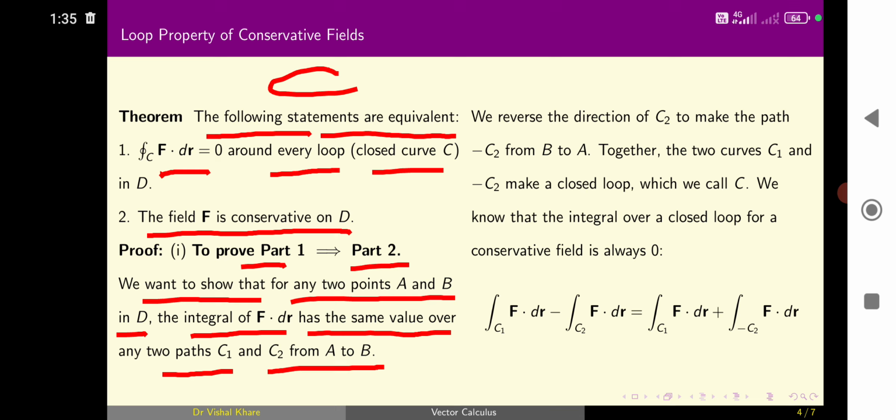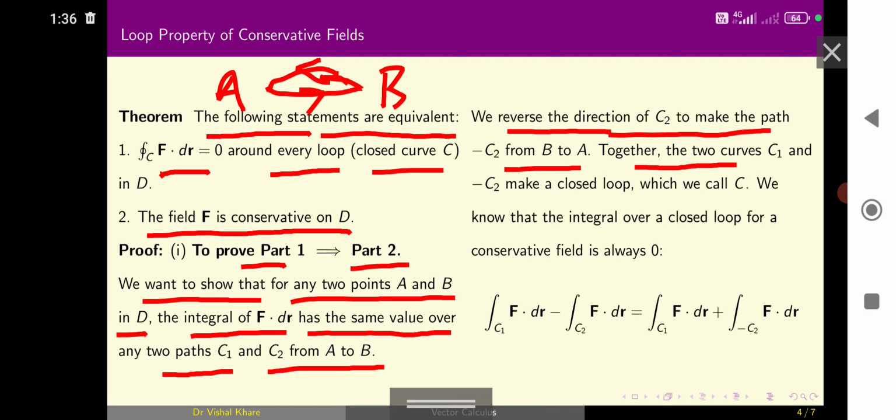So this is a closed curve. This is point A and this point is B, and this is from B to A. So we reverse the direction of C2 to make the path C2 from A to B. Together the two curves C1 and C2 make a closed loop which we call C.